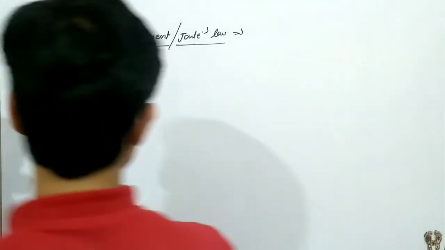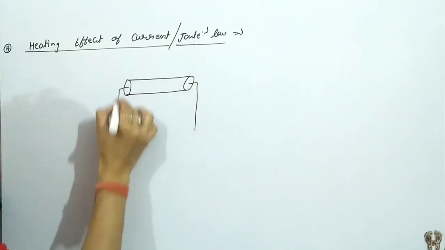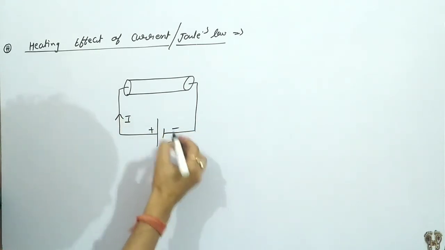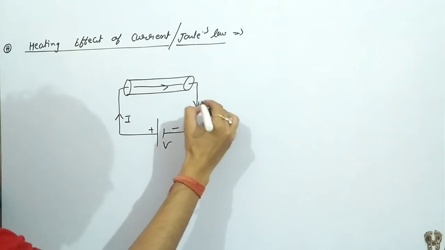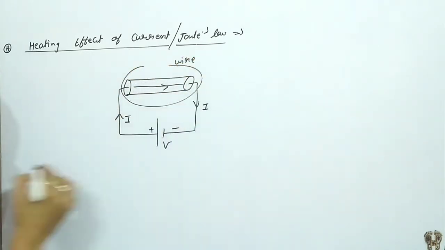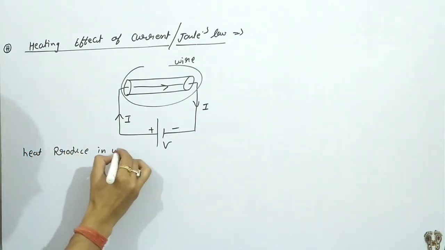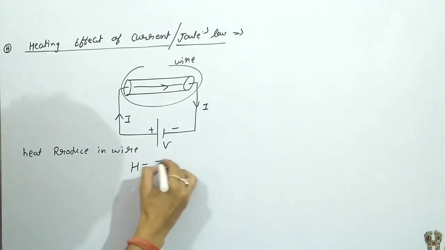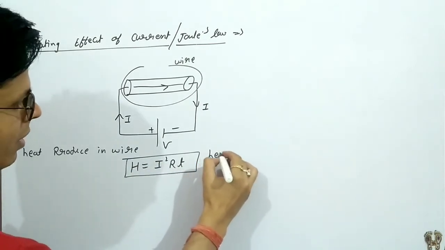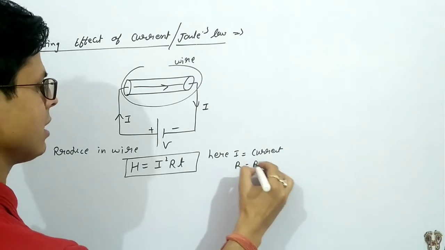So we can say that if a wire is connected, suppose this is a conductor wire connected through a cell, plus minus, then a current starts flowing through it. Its potential is V. Due to that current in this wire, heat will be produced. And how much heat will be produced? Heat produced in a wire will be H equal to I square RT, where I is current and R is resistance.